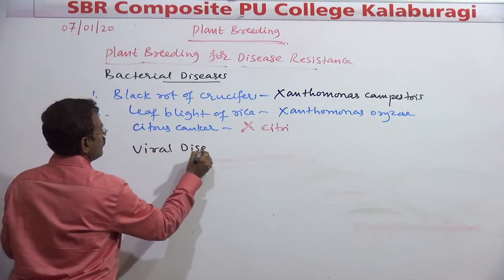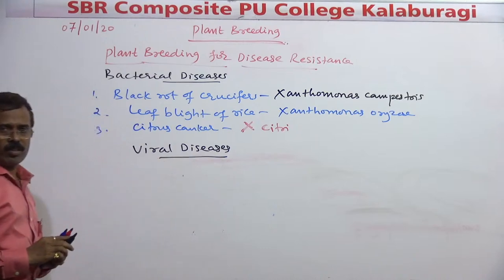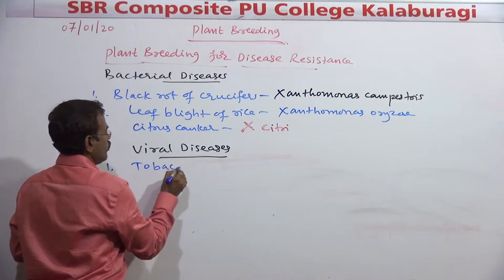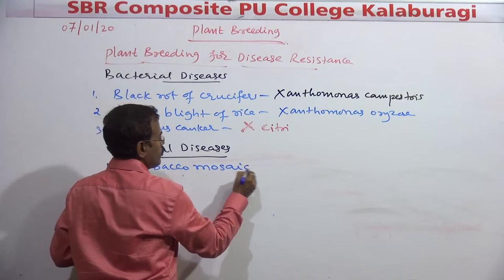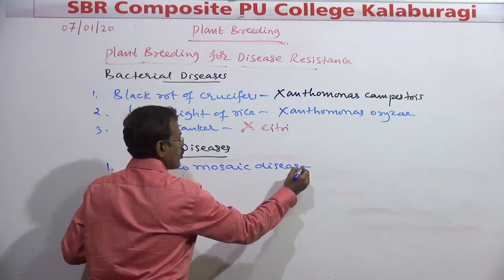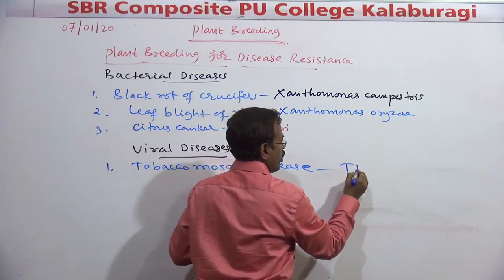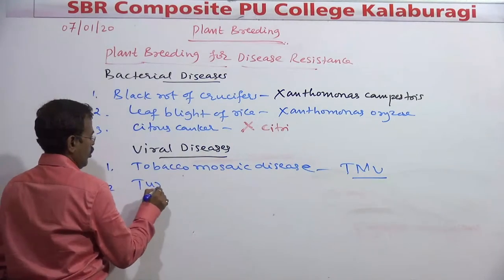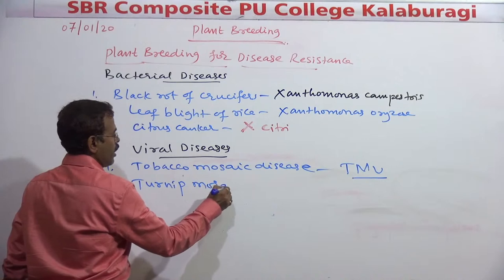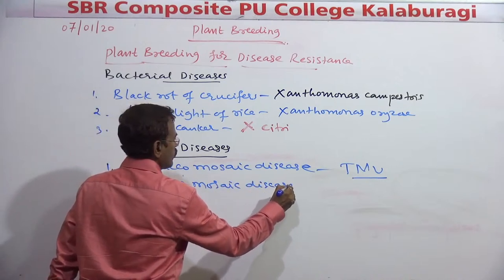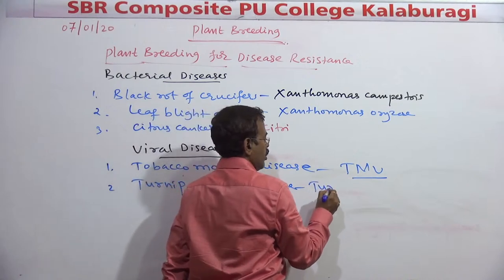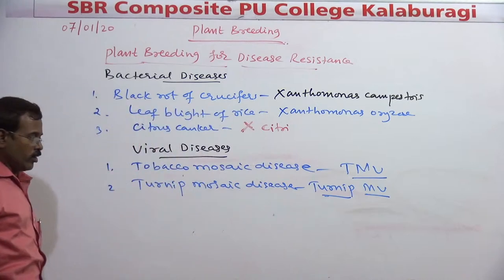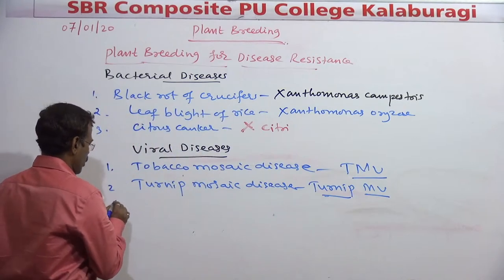Viral diseases. These diseases are caused by viruses. Simple examples we have: tobacco mosaic disease, caused by tobacco mosaic virus. Turnip mosaic disease, caused by turnip mosaic virus.